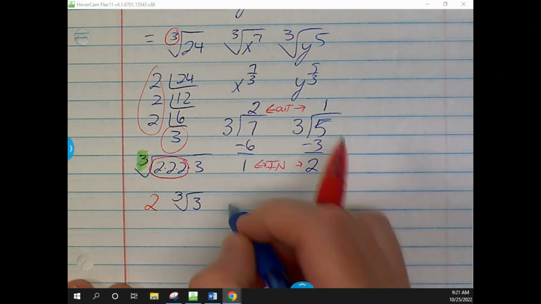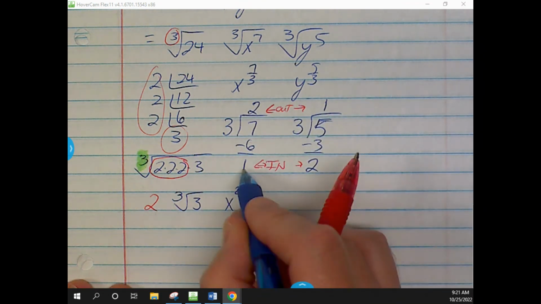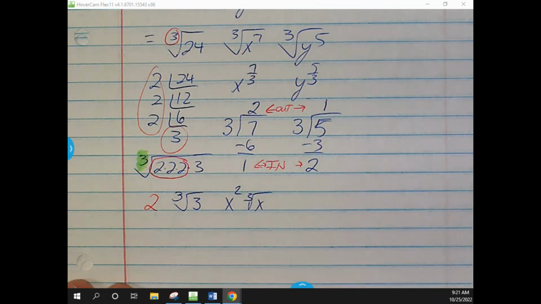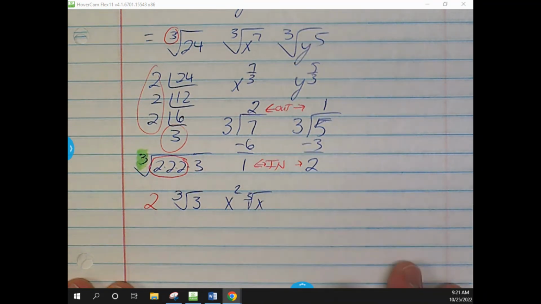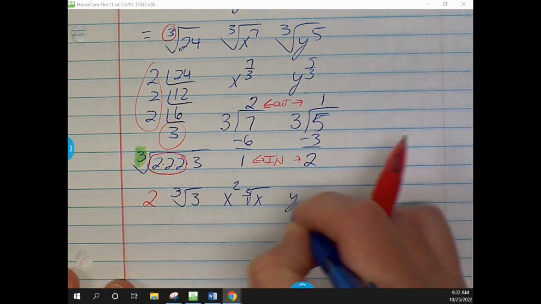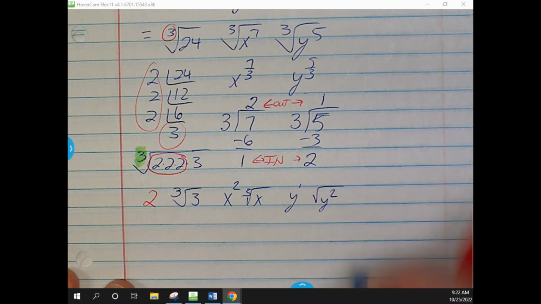So for this one, you're going to have x squared on the outside, and you're going to have 1 x on the inside. Again, still index of 3. And for this one, you're going to get 1 y on the outside, and you're going to have 2 y's on the inside.